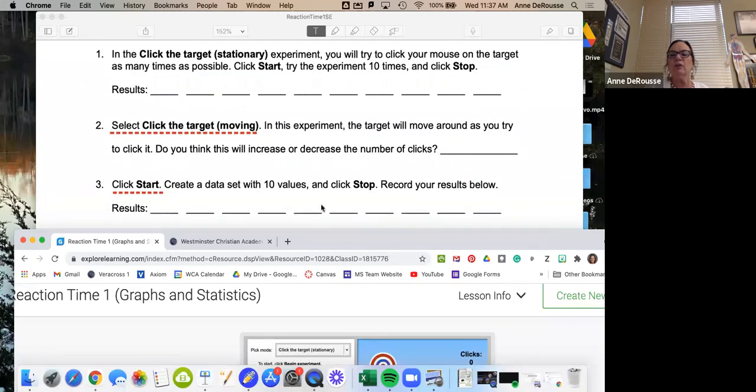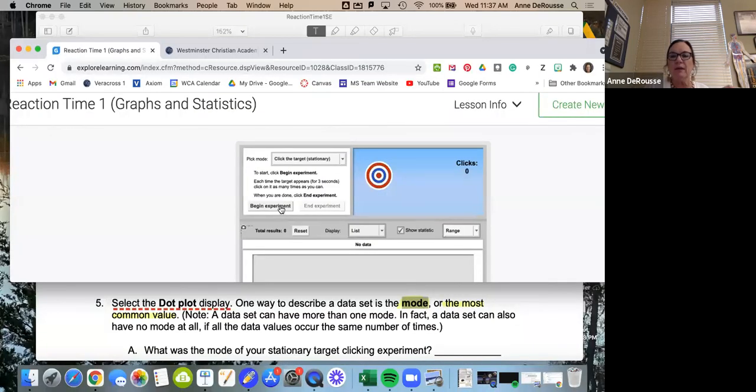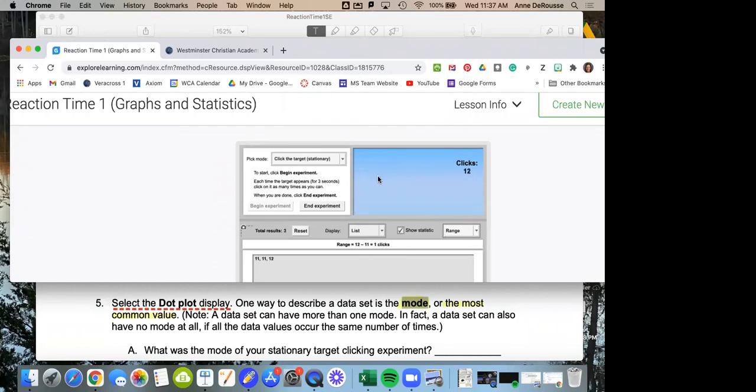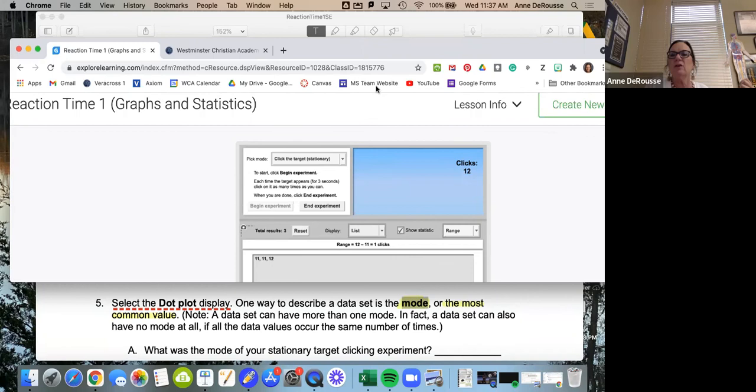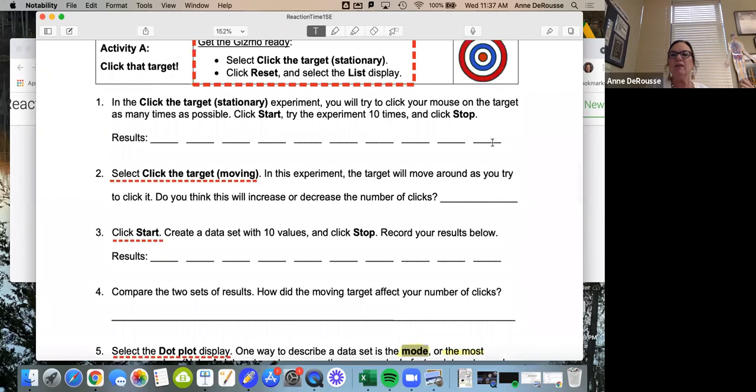So again, when you click on the target, I think what you have to do, so you have to begin experiment. And I think when you see the target, you have to tap it. I think you do it on your screen as many times as you can. Then it'll show up again and you tap, tap, tap, tap. All right. So again, you're going to do that 10 times and then click stop.